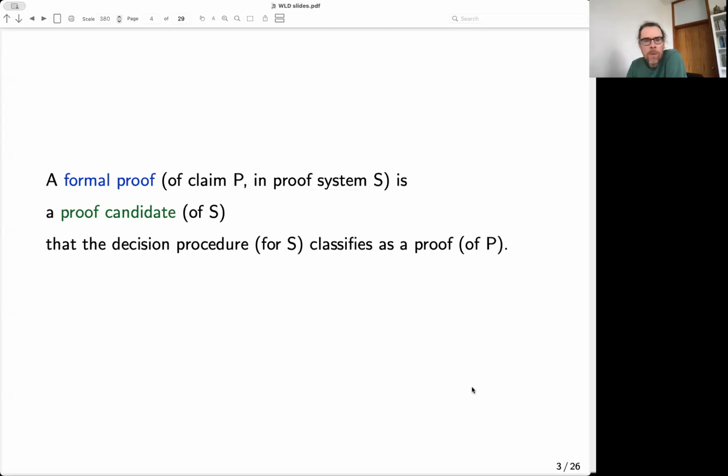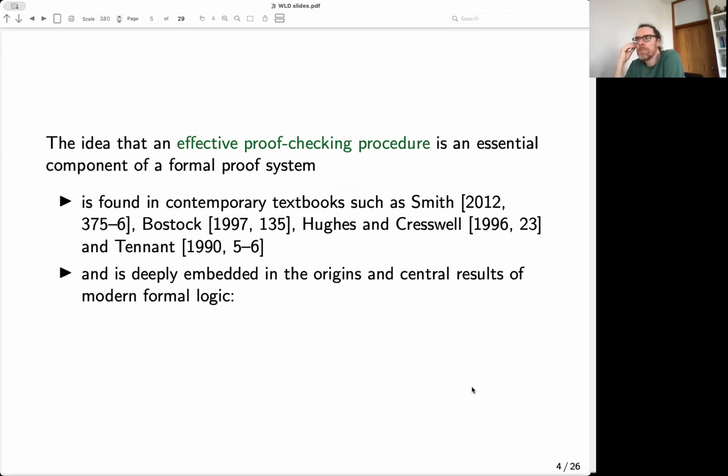And so what I want to do now is explain or substantiate the label core conception by talking a little bit about where this came from and how central it is to the normal understanding of a formal proof. Well, for a start, this idea of an effective proof checking procedure as core to the idea of a formal proof system is found in various contemporary logic textbooks, such as the one of mine that Guia mentioned at the beginning, and various other ones that I've listed there.